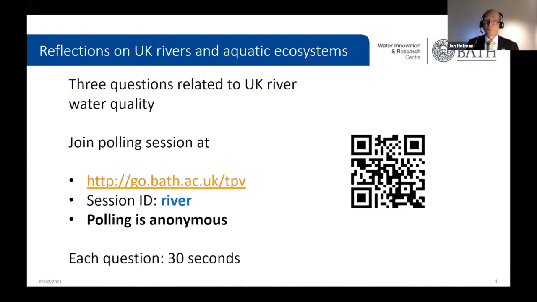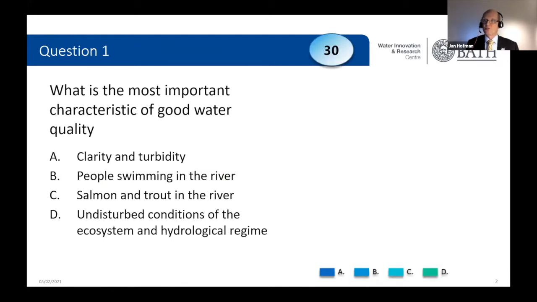Just one choice is a multiple choice question, and we will see the results of the question immediately on the screen. So if everyone is ready, we can go to the first question now. So we go to the first question, and polling is open now.